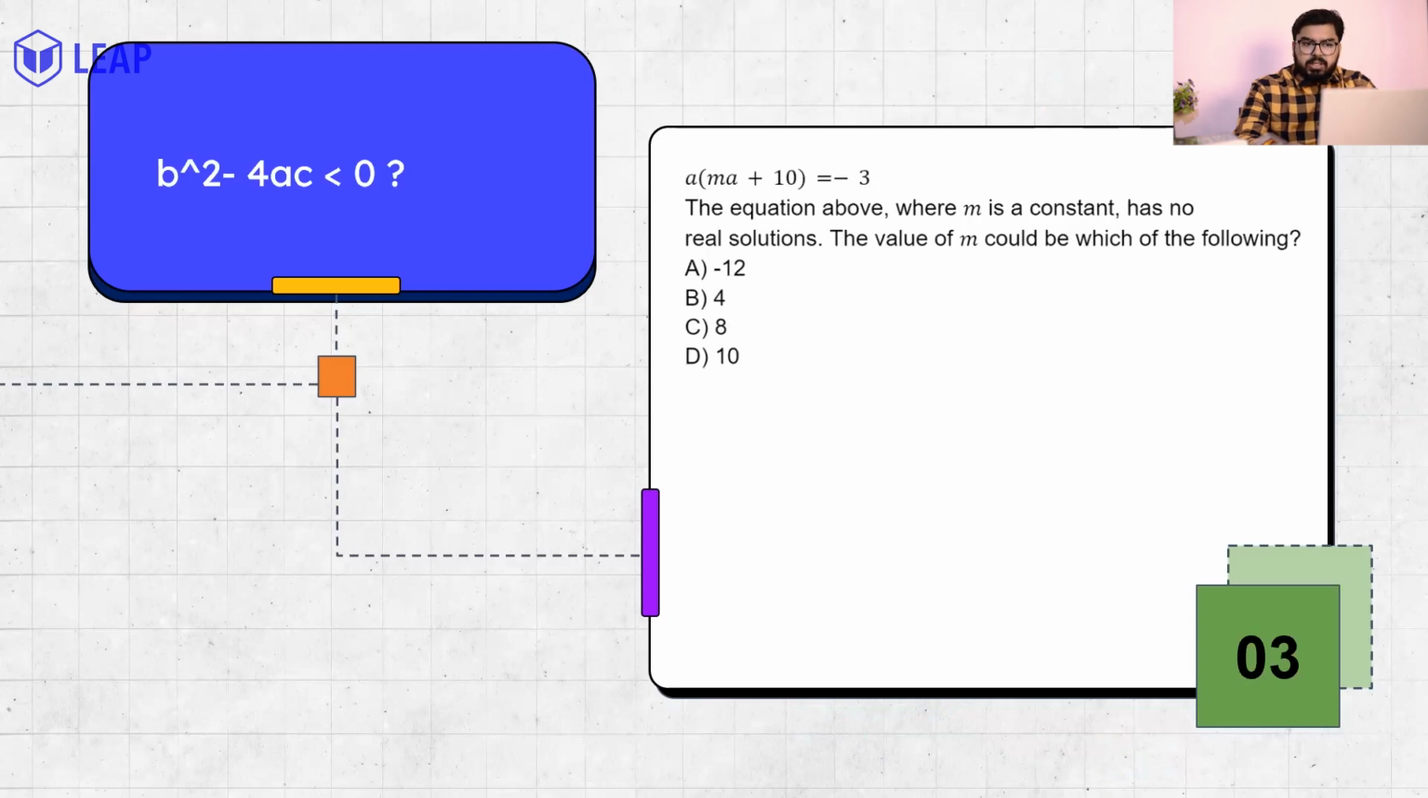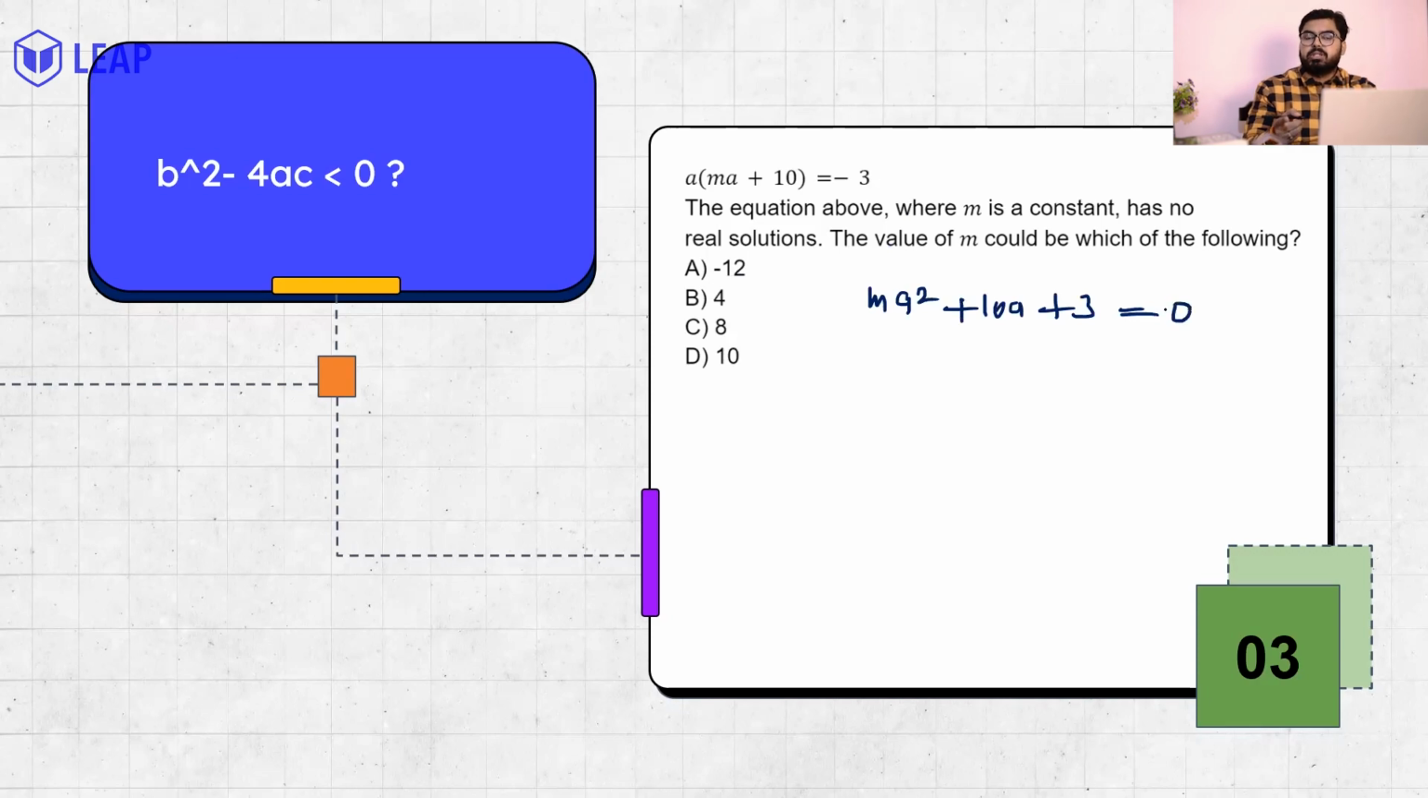So the equation is given. The equation above, where m is a constant, has no real solution. First of all, the main objective is that whenever an equation is given to us in the exam, we have to look at what kind of equation it is. Is it a linear equation? Is it a quadratic equation? Is it an exponential equation? Looking at this equation, if you simplify a bit, it's going to be ma square plus 10a plus 3 equal to 0.